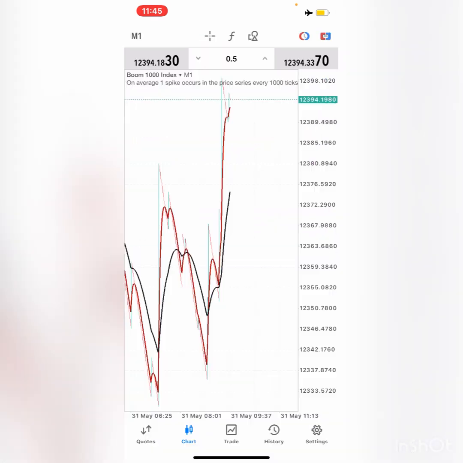So please make sure you're following. So now we have two lines, the red line and the black line.